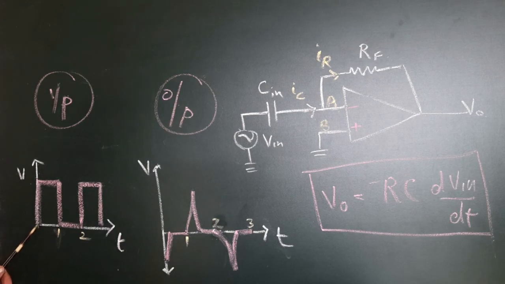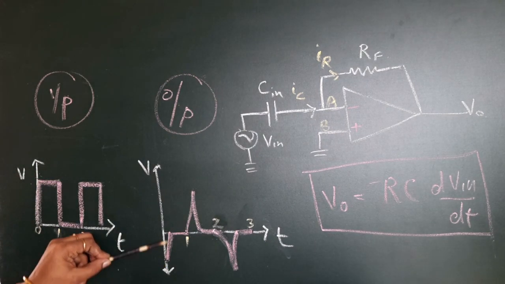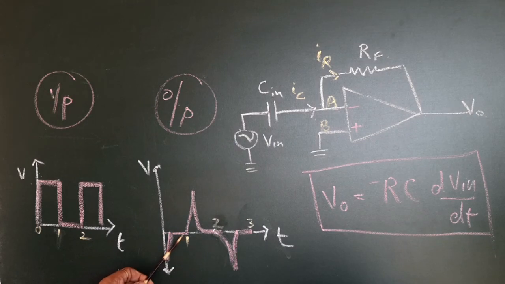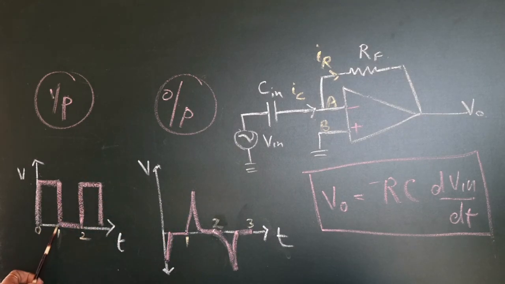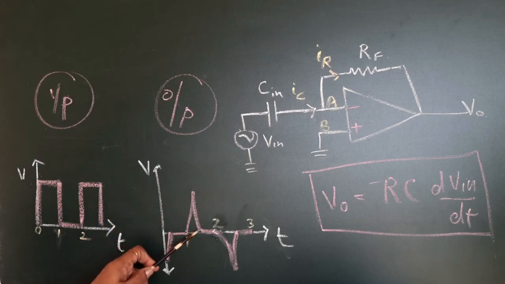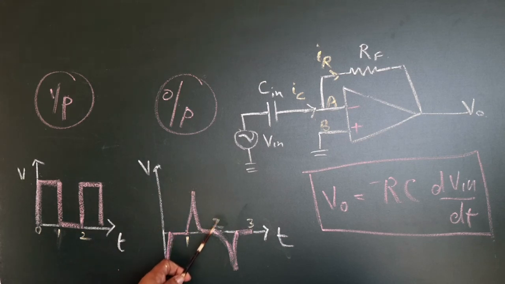So the first part is an increase at time 0 from 0 voltage to a maximum constant voltage. So this part will appear as a fall voltage here. Now at time 1, there is a sudden fall. It will appear as a positive spike. Then it remains constant at 0. So there is a sudden fall of voltage and it remains at 0 till point 2. This is point 2.